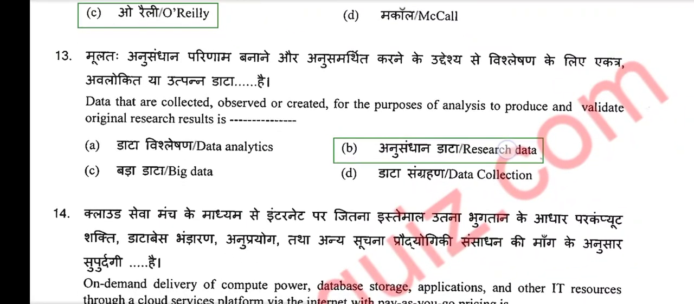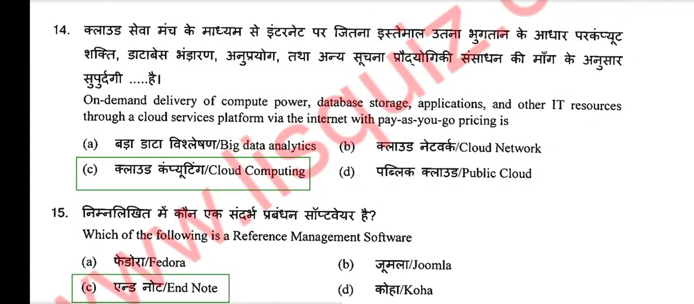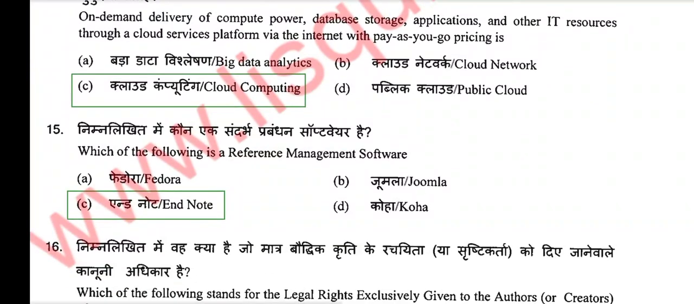Good question. Question 13, data that are collected, observed or created for the purpose of analysis to produce and validate original research result is, and the correct option is B, research data. Question 14, on demand delivery of compute power, database storage, application and other IT services through a cloud service platform by the internet with the pay as you go pricing is, and the correct option is, this is a quite modern technique which is very much in vogue, that is option number C, cloud computing.